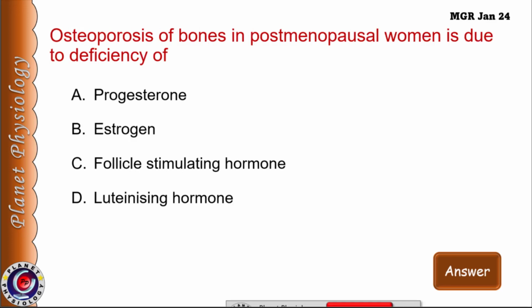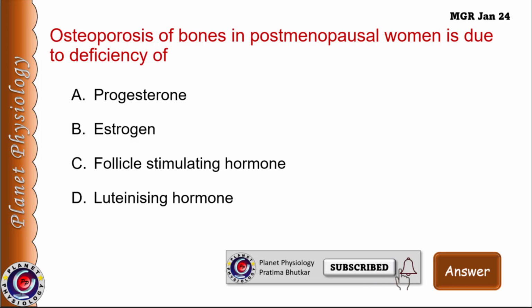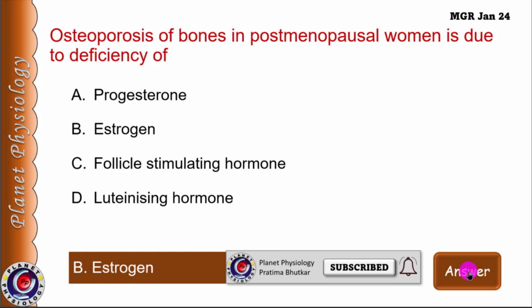Dopamine. Next question. Osteoporosis of bones in postmenopausal women is due to deficiency of A. Progesterone, B. Estrogen, C. Follicle stimulating hormone and D. Luteinizing hormone. And the correct answer over here is estrogen. Postmenopausal females have deficiency of estrogen as well as progesterone. But deficiency of estrogen increases osteoclastic activity, decreases bone matrix and also decreases bone mineralization leading to osteoporosis.